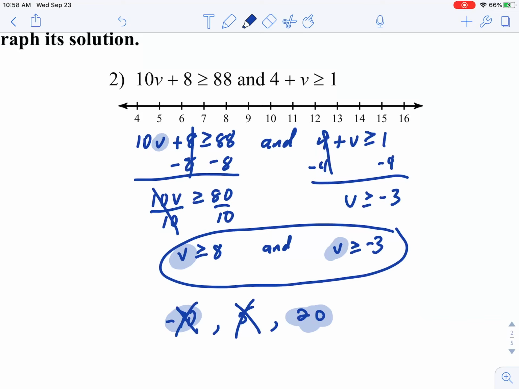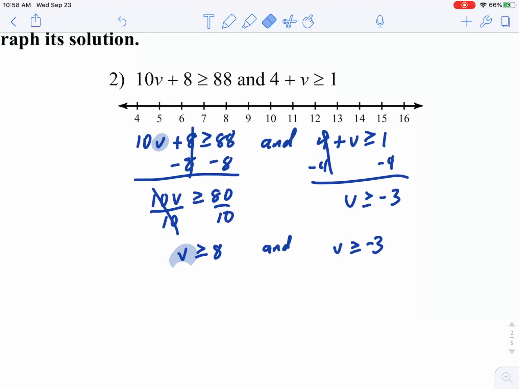Does that mean 20 is the only solution? No. How about 21, 22? What about 15? What about 10, 9, 8.1? Do you see where I'm going with this? All right, let's keep all that in the back of your mind. Let's look at graphing this.